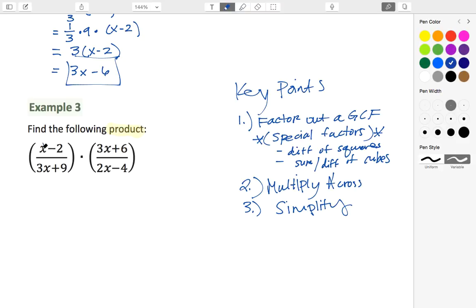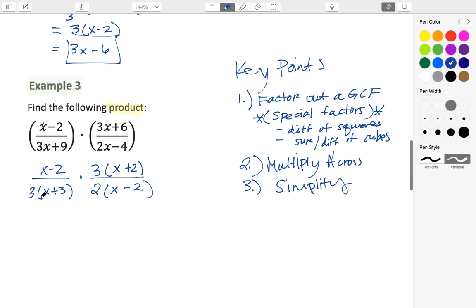So here, check my numerator, x minus 2. Nope, I don't have a GCF, nor do I have a special factor. 3x plus 9. Yep, I do. I can factor out a 3. I get x plus 3. Rewriting. Okay, and here, 3x plus 6. I do have a greatest common factor, which is 3. And I factor that out, and I get 3 times x plus 2. Then down below, this denominator, my GCF is 2. So I can factor out a 2, and I am left over with 2 times x minus 2.